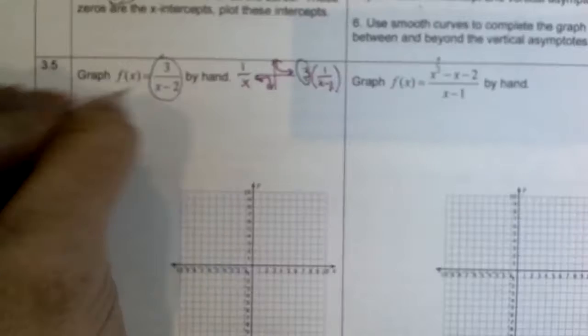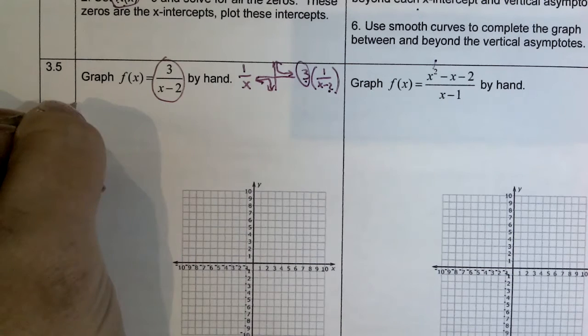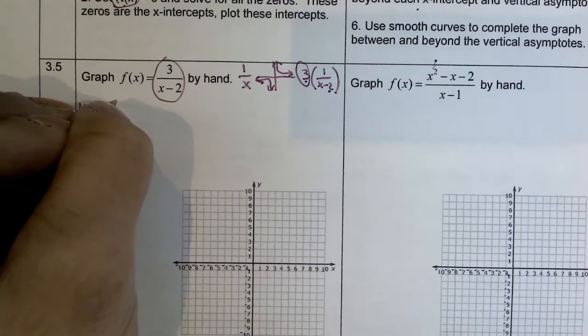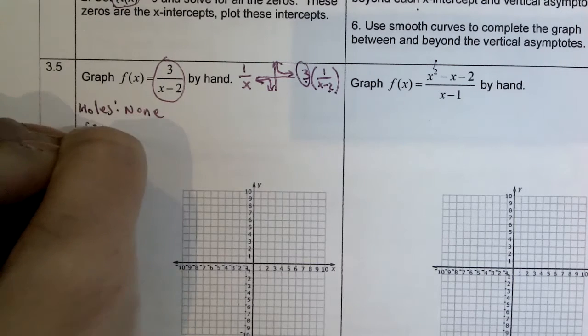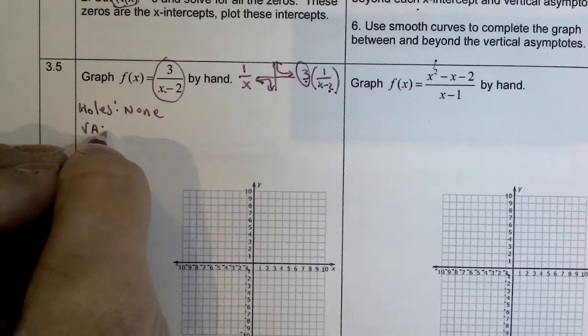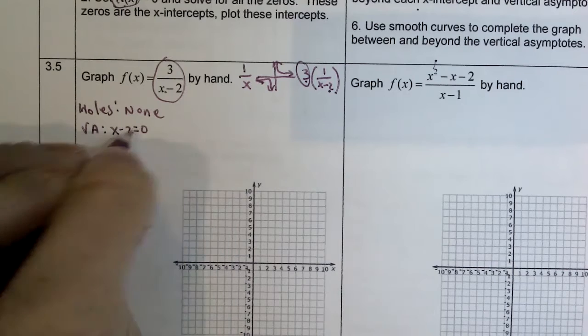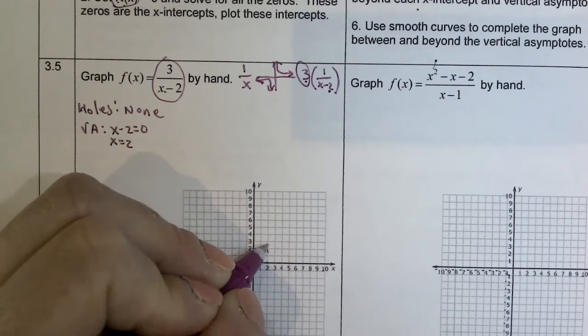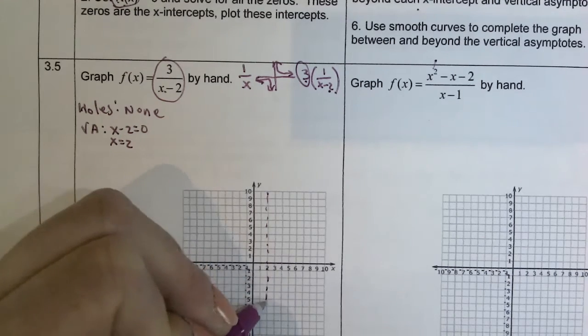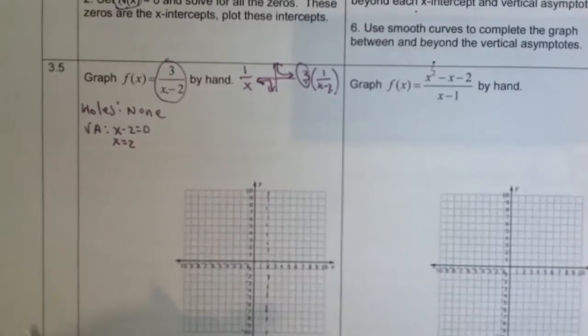I don't need to factor either of these. So the first thing I'm going to do is find my holes. There are none. Vertical asymptotes: set the denominator equal to 0 and solve. So x equals 2. That's a vertical asymptote.